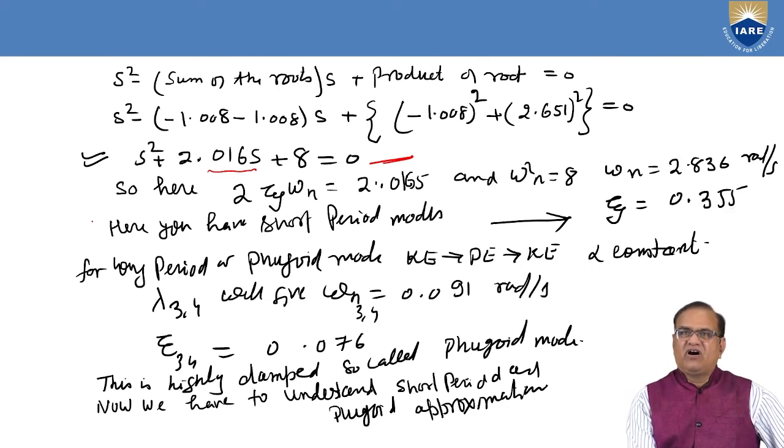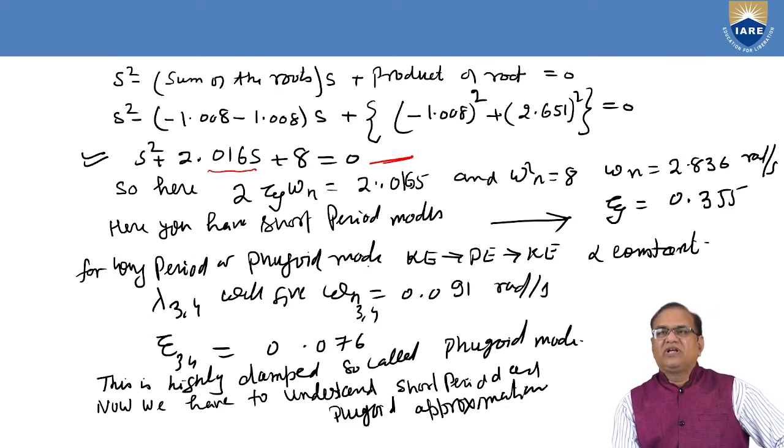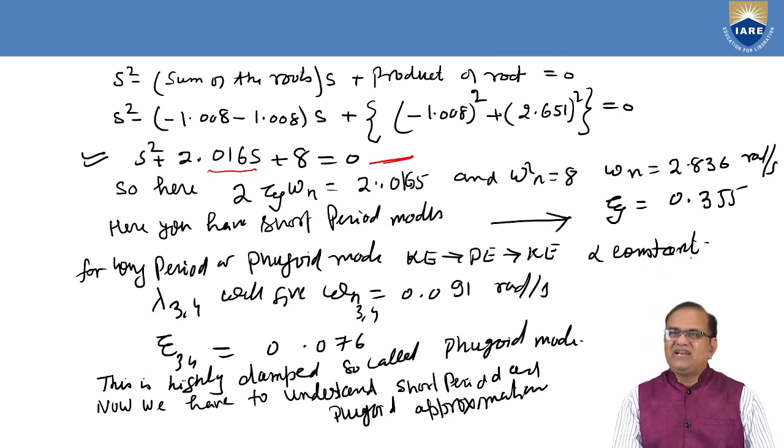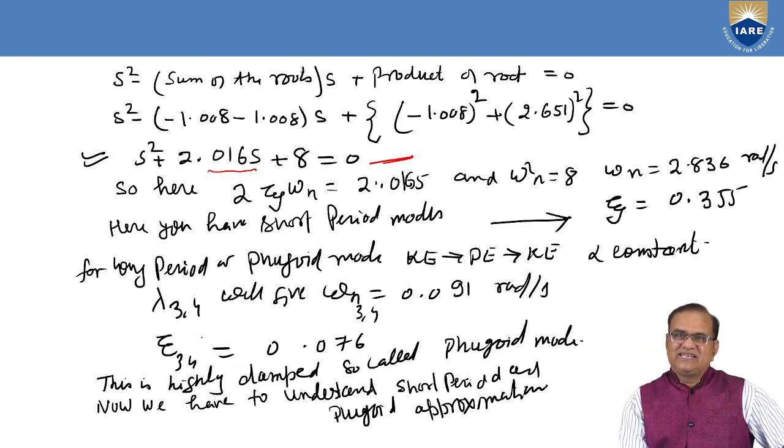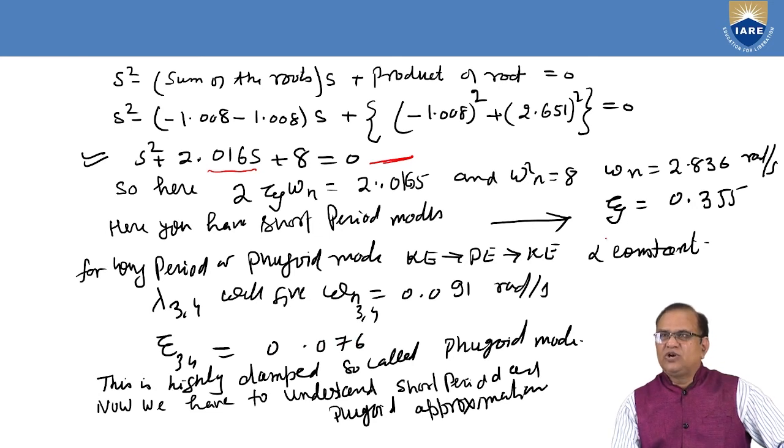For the long period or Phugoid mode, the kinetic energy will change to potential energy and potential energy will change to kinetic energy, but alpha will remain constant. So here lambda 3,4 will give omega n equal to 0.019 radian per second and zeta 3,4 will be 0.076. You can see a lot of difference here. Damping is very low and the natural frequency is also very low.